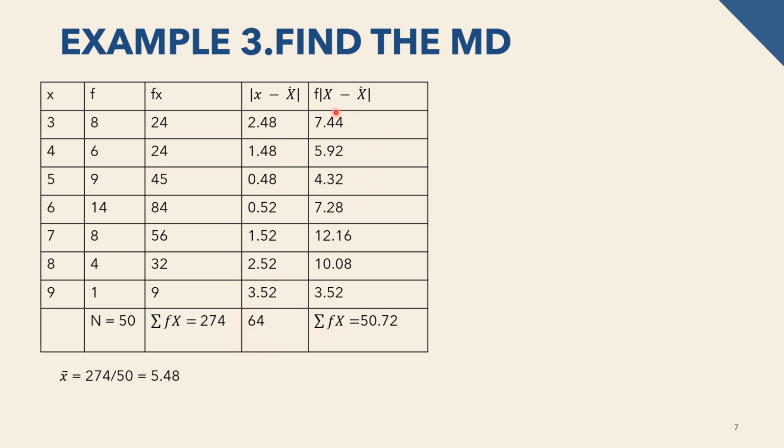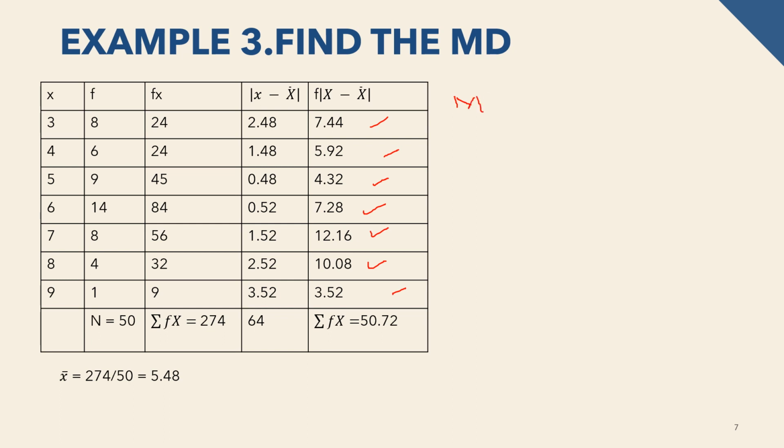And then, we multiply the frequency. 8 times 2.48 is 19.84. And then 6 times 1.48 is 5.92. And then 9 times 0.48 is 4.32. 14 times 0.52 is 7.28. 8 times 1.52 is 12.16. 4 times 2.52 is 10.08. And, of course, 3. So the total is 50.72.